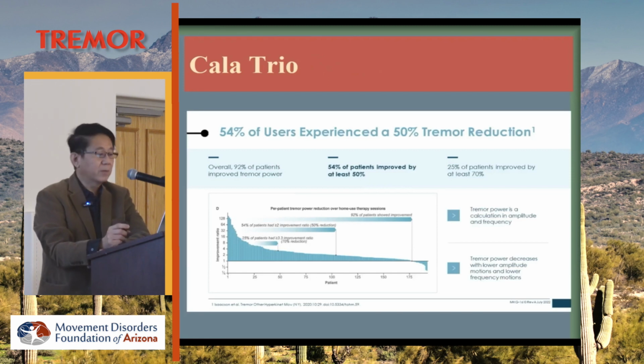So the statistics show that about 54%, or more than half of users, experience a 50% reduction. Overall, 92% of patients have shown some tremor control, and about 1/4 of patients have at least 70% improvement of their tremors. So this is Cala.